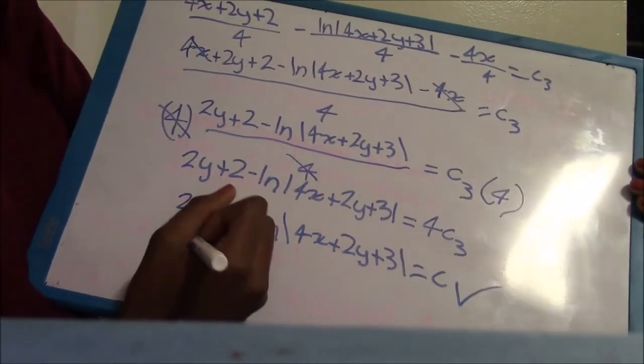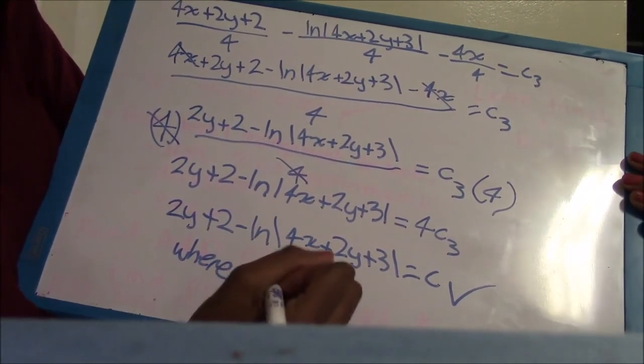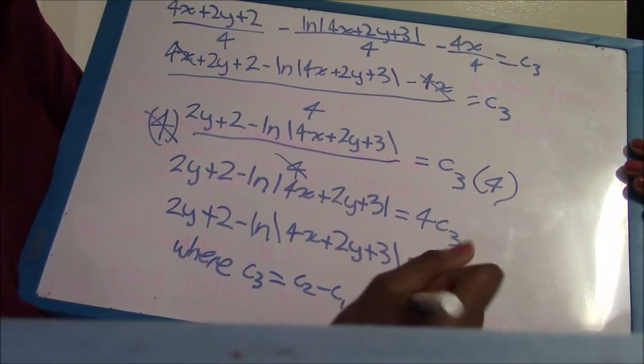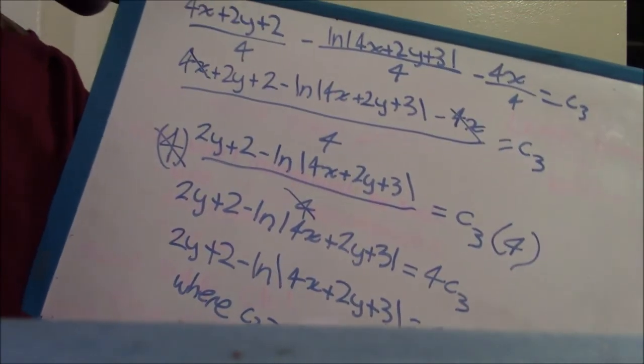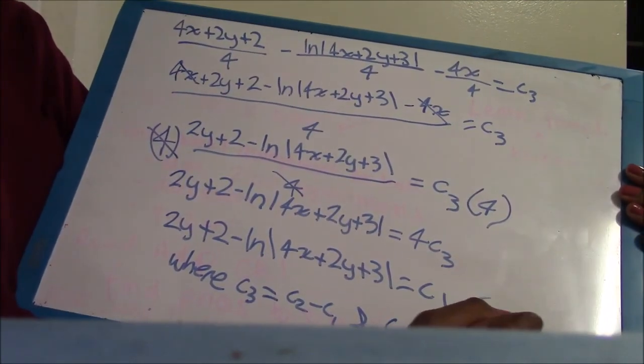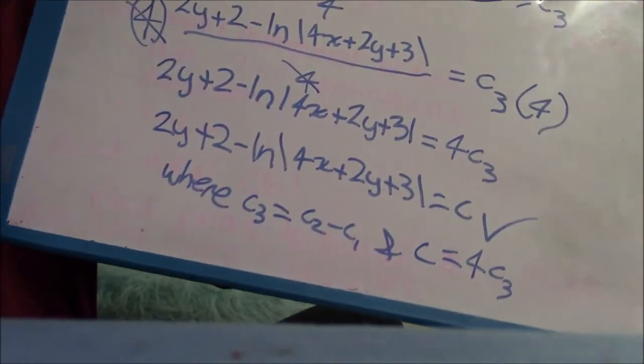And remember to add at the end where C3 equaled C2 minus C1, and also where C equals 4C3. And this will be your final answer.